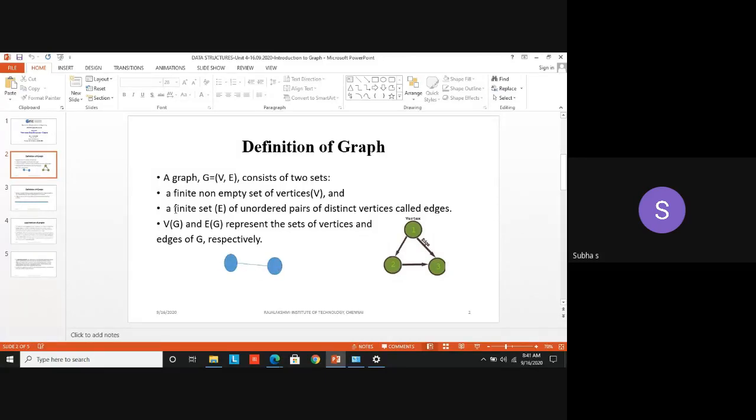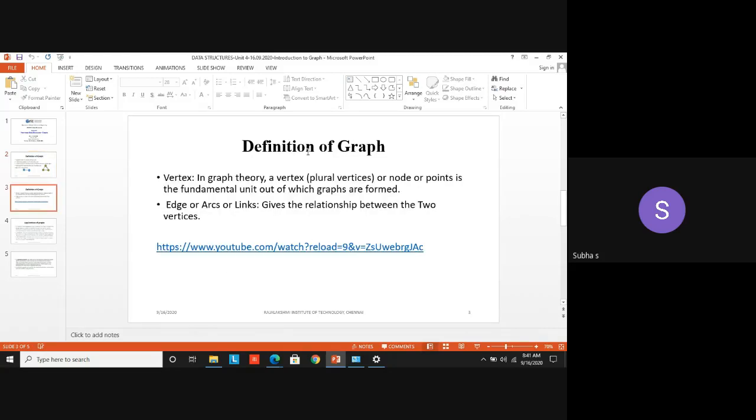Okay. So it contains non-empty set of vertices and a finite set of unordered pair of distinct vertices. That means it's not necessary that they should be ordered. I may have below this diagram 1, 2, 3 and all. I may have 4, 5. So many nodes I can have. It's not necessary that all the nodes should be numbered. You can have it in any order, but all those vertices can be connected through the edges.